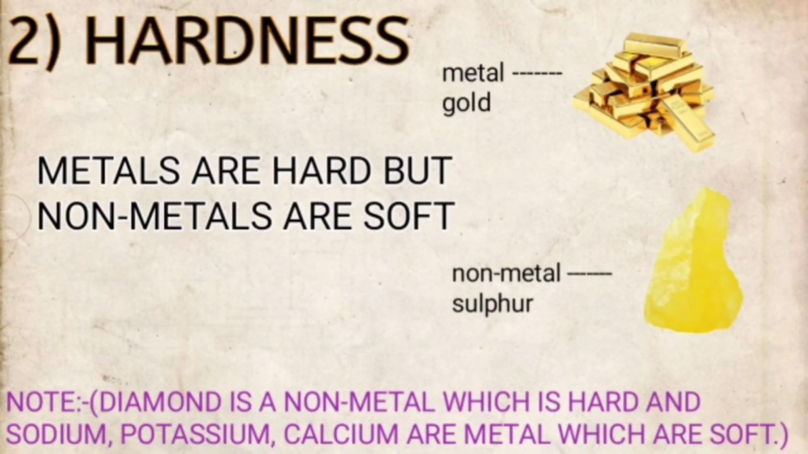Second is hardness. Metals are hard while non-metals are not. For example, gold is hard but sulfur is not. There are also exceptions, such as diamond, which is a non-metal but is the hardest element, while sodium, potassium and calcium are metals but they are soft.